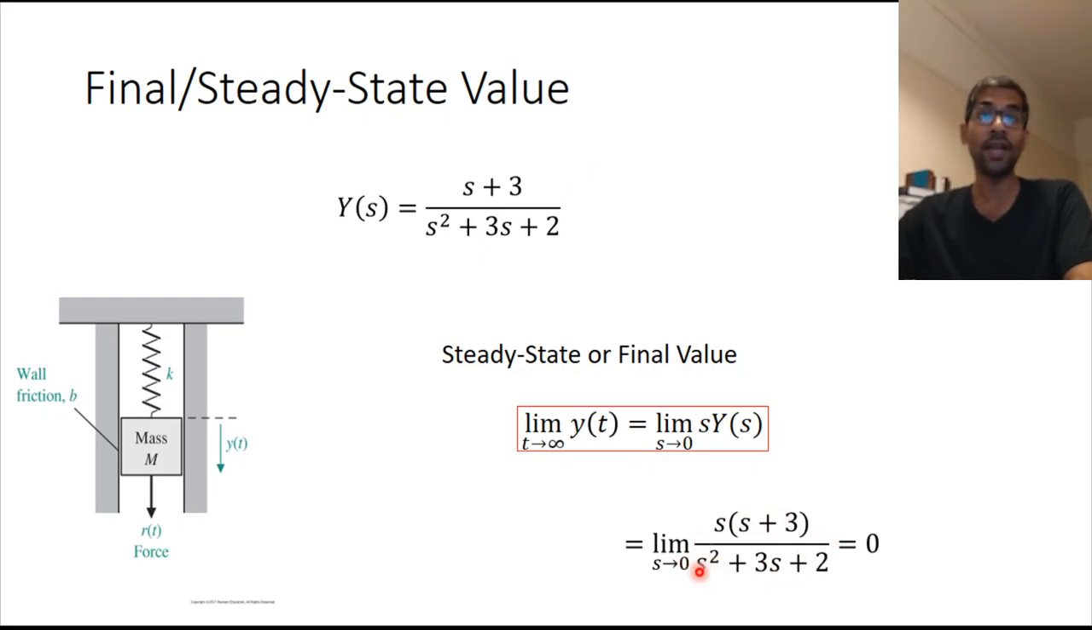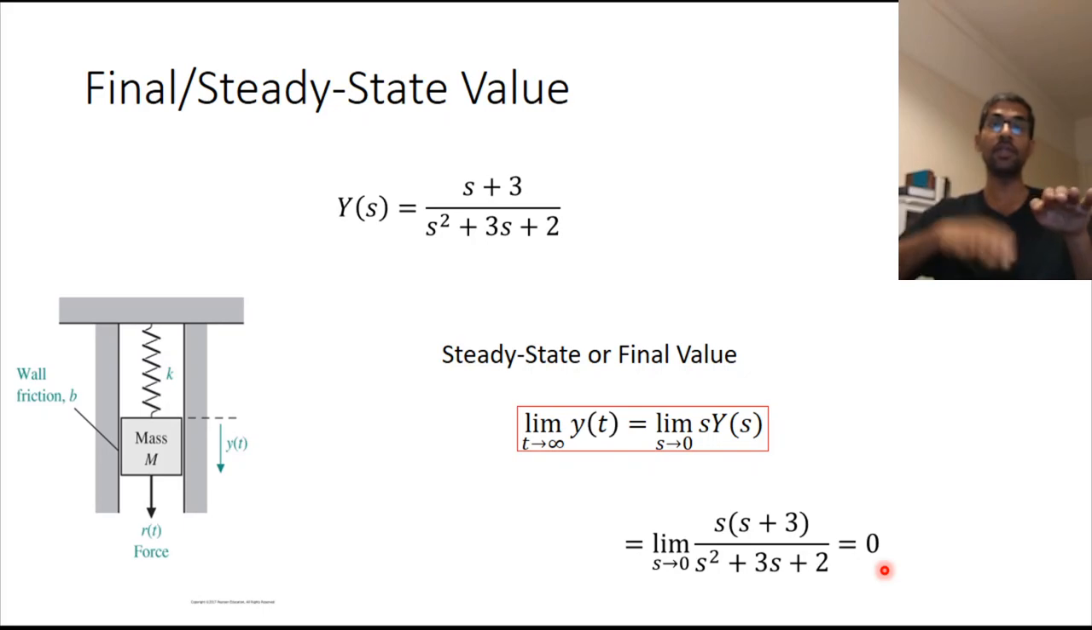And now you put the value of s equal to 0. So you see that what you would get is 0. So the steady state value or the final value of your system is 0. So basically, the system in this case seems to be coming back to its equilibrium value.